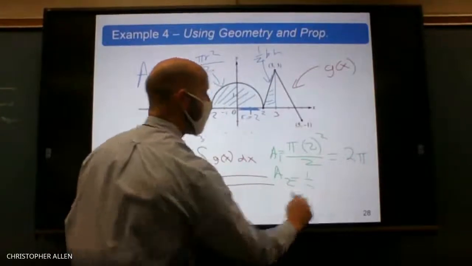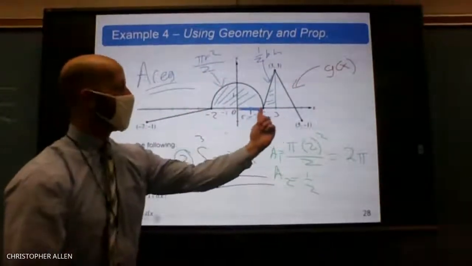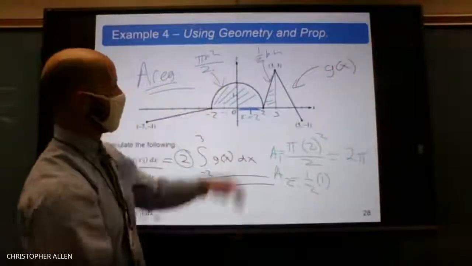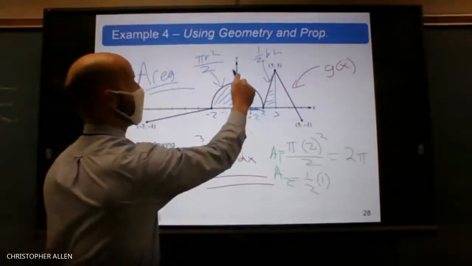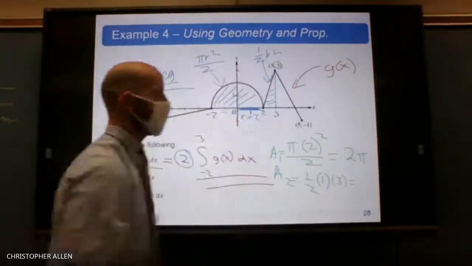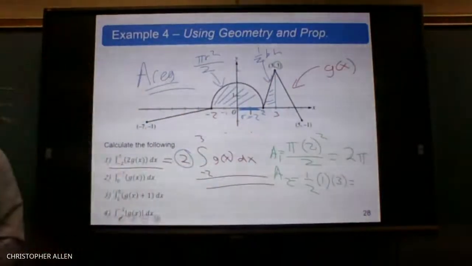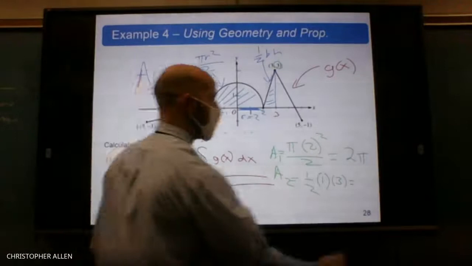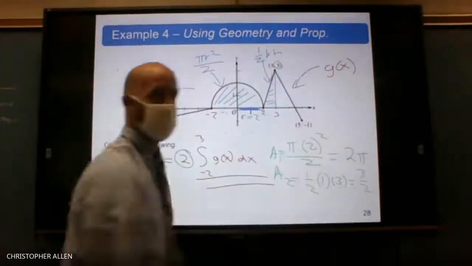So how am I going to find area 2? Well, I got to do 1/2 times, what's the base length? Well, it's 1. What's the height? Let's see here. It's 1, 2. Oh, it's 3, right? So that's 3. So what's the area of the triangle? Well, what's 1/2 times 1 times 3? 3/2, I think, isn't it? Do you guys agree with that?